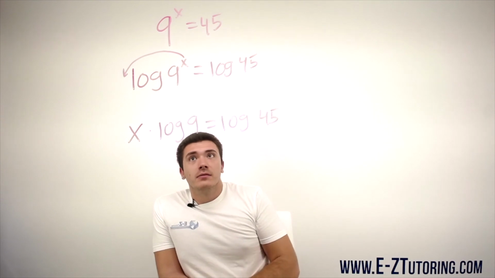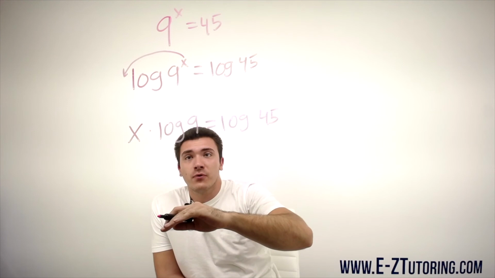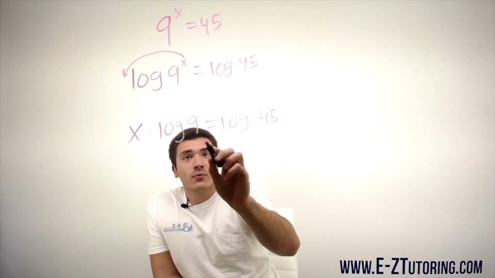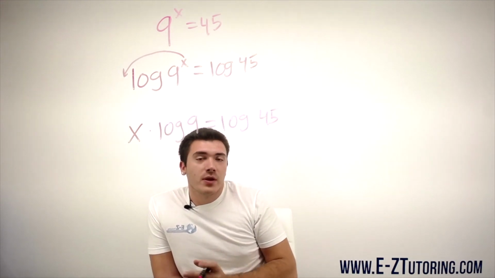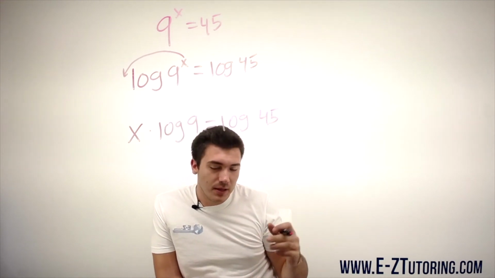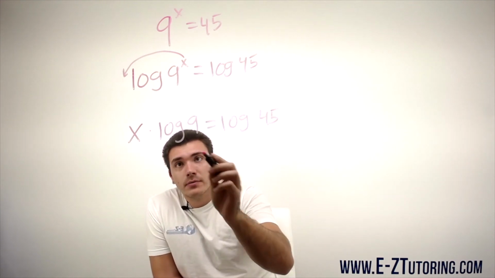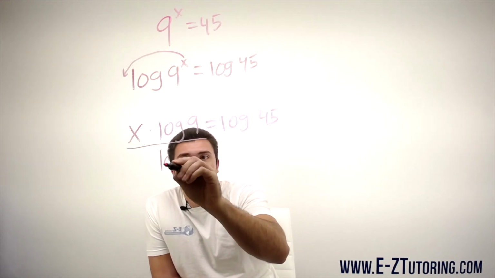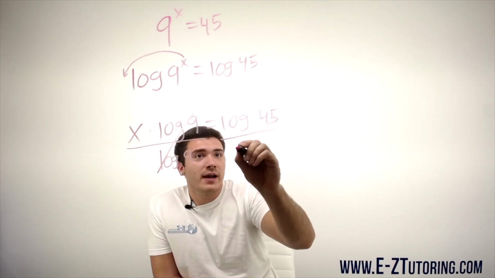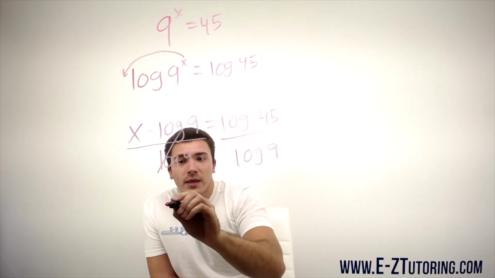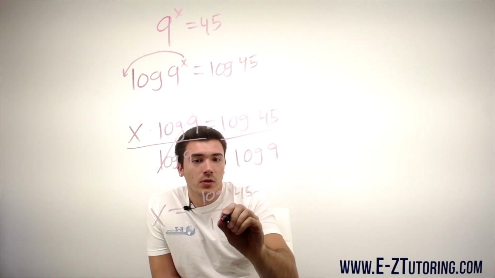So once again, you're allowed to do this to get x out front, and once you have x out front, you want to get rid of the log 9. How do you get rid of log 9? Log 9 is just a number. You can plug it into the calculator, it will end up being 0 point something. So it's x times a number. In order to get rid of that number, you simply divide by that number, log 9. So we divide on both sides, of course, and we get that x is equal to log 45 over log 9.